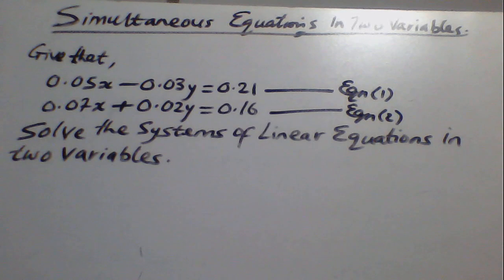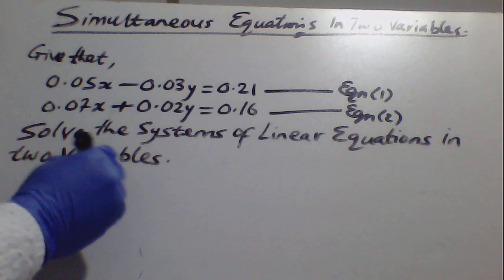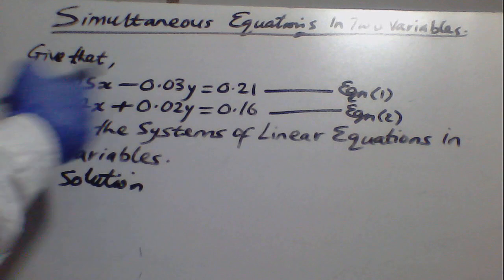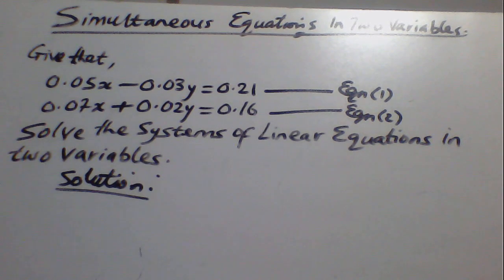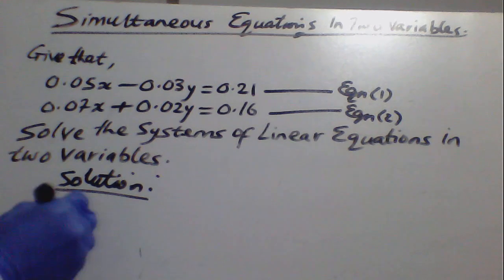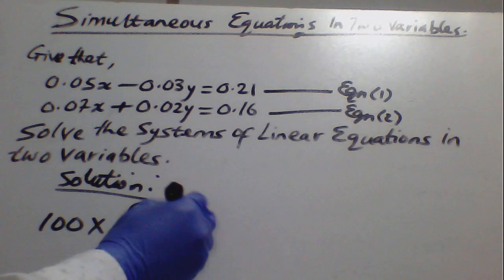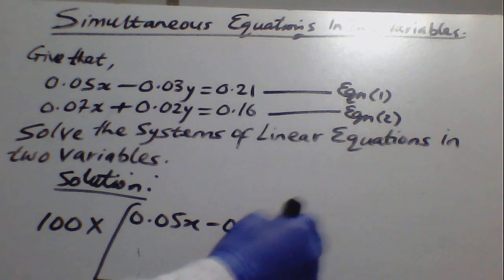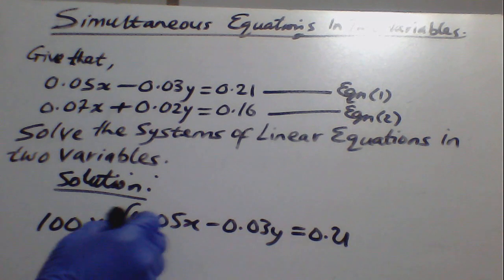Once you have done that, the next thing is to look at the coefficients of each term that makes up the individual equation. Notice that the coefficients of each term are in 2 decimal places. So the easy way to solve this system of equations is to convert each of the coefficients into integers. The coefficients are in 2 decimal places, so we can multiply each equation by 100 to clear the decimals.